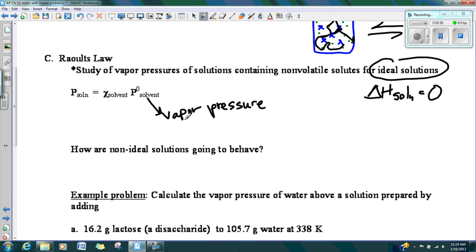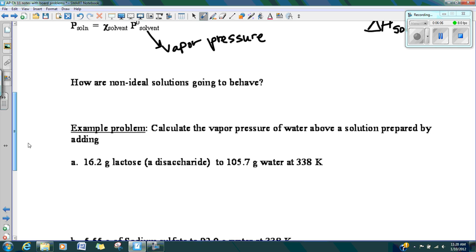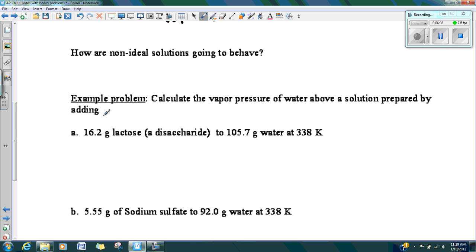So how do we know that we don't all live in the ideal solution world and very few things behave ideally? How are non-ideal solutions going to behave? Well, if it's non-ideal, there are going to be more and more deviations. If you think about a polar attraction, you have all those charges and they're attracted to each other. We might have some hydrogen bonding to overcome. If I have to overcome that stuff, it's going to take longer for those molecules to escape. And so that means I'm going to have lower vapor pressure.